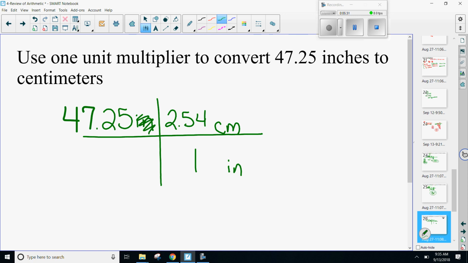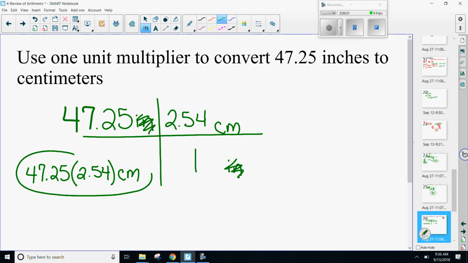So inches has come off of the field. Centimeters is on the field. How do you write your answer? You're going to multiply the numerator, 47.25 times 2.54 centimeters. What's the denominator? 1. Okay. Right there. Centimeters are smaller than inches, so you have more, which you do here.